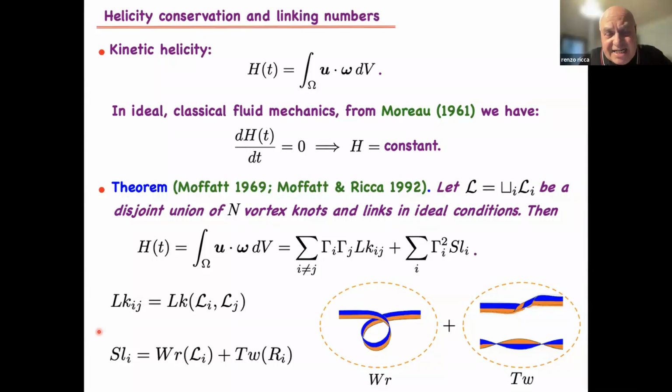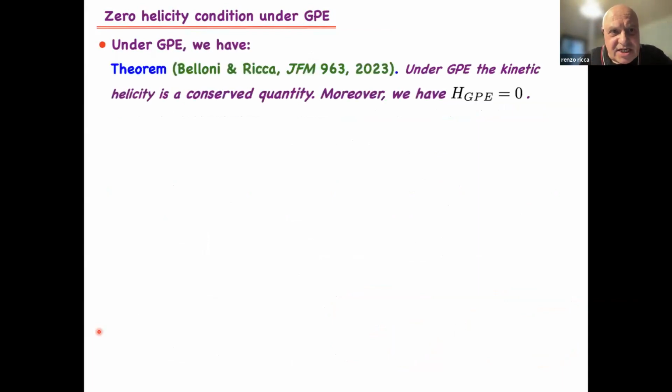So this is the ideal setting. Now let me go to GPE. GPE is a very special kind of setting because we can prove rigorously that under the Gross-Pitaevskii equation, helicity is conserved, so is constant in time, but its value is 0. And the fact that helicity is 0 was known to a number of people already in the year 2010, more or less. A number of papers came out showing that helicity is 0.